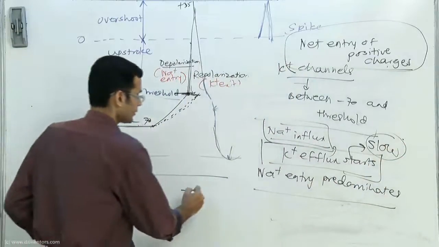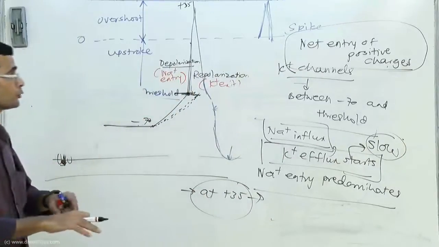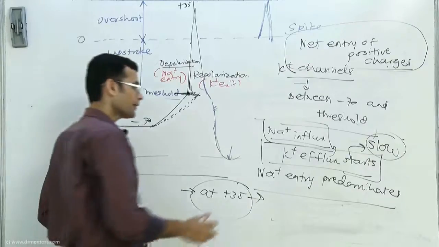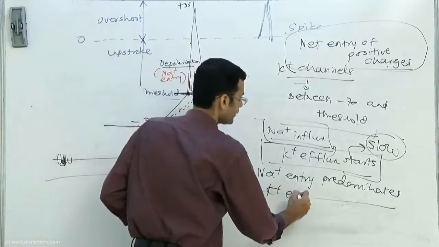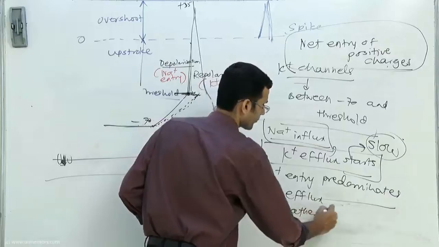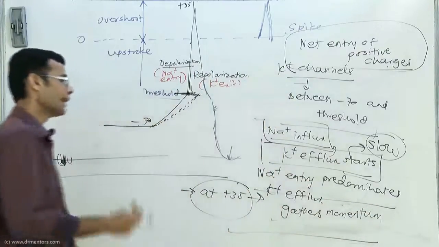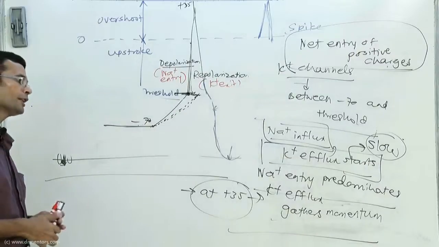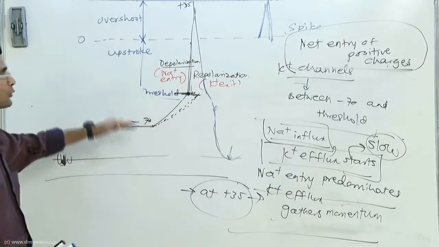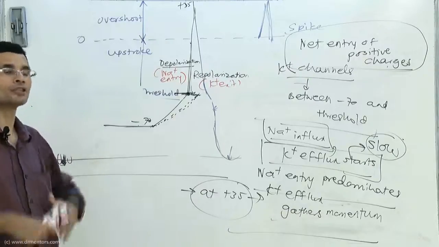And then next, what happens at plus 35? Now sodium influx has occurred and sodium channels have closed. So at plus 35, potassium efflux, potassium exit, gathers momentum. Now potassium starts going out rapidly in large numbers. So the only question is, why at minus 70 was the potassium exit slow and at plus 35 the potassium exit is much more rapid, much greater?